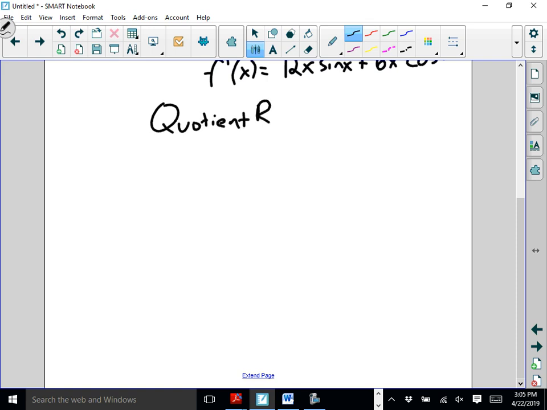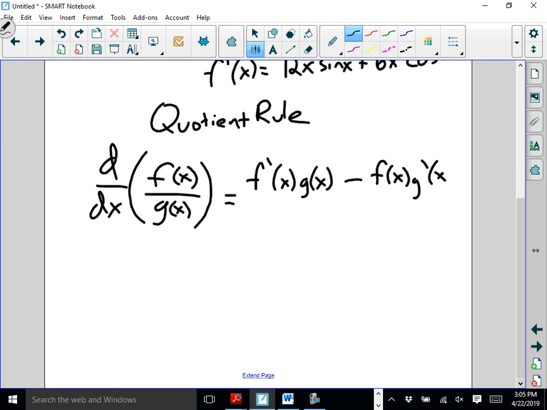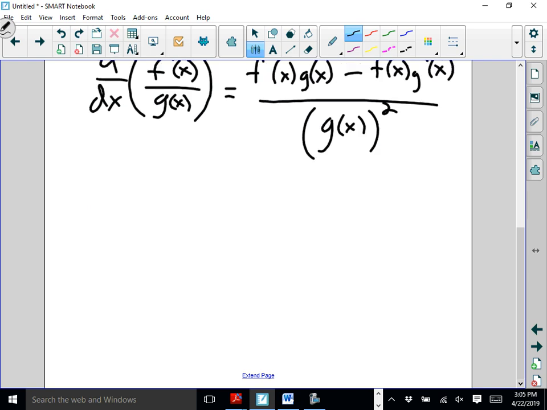Quotient rule is when we do the derivative of a function divided by another function. Well, we do the derivative of the top times the bottom, minus now the top function times the derivative of the bottom, all divided by the bottom function squared. So that's the quotient rule. We saw a good example of that today in class. And again, the simplification was the tricky part there.